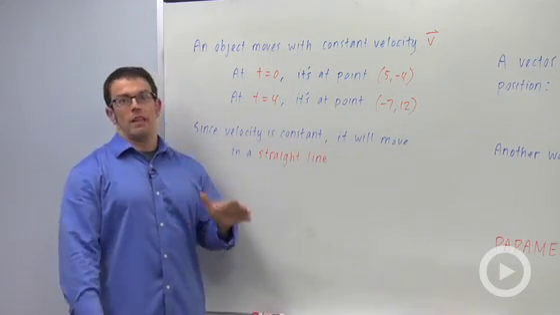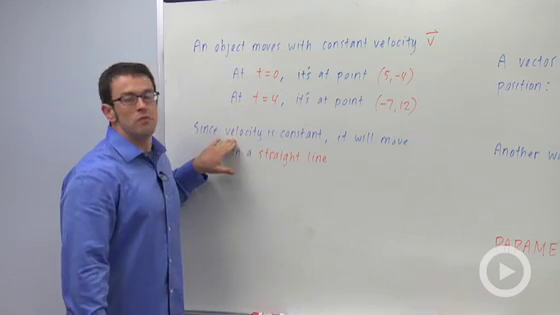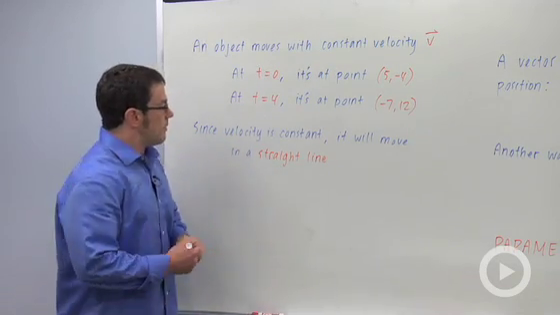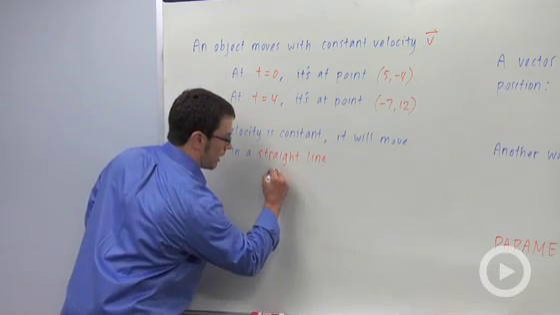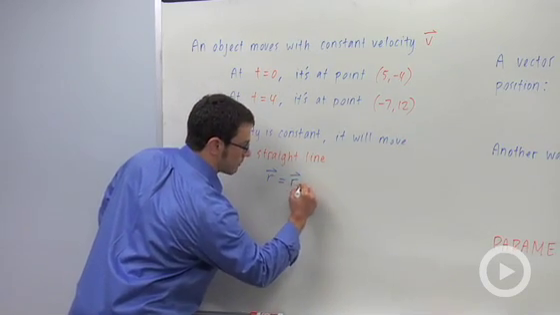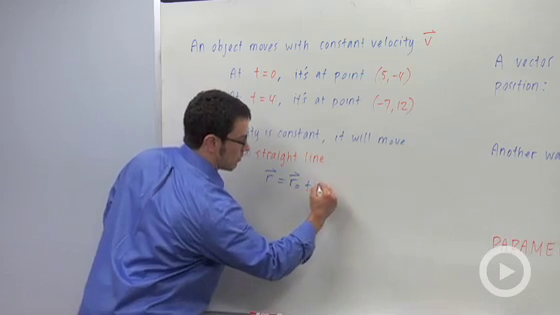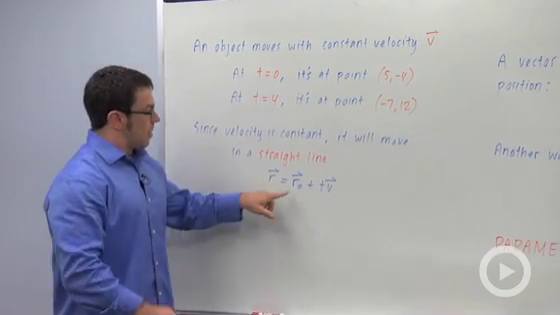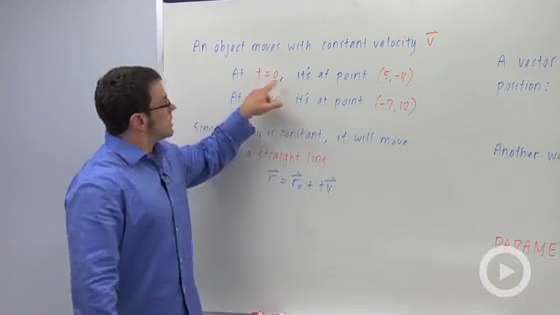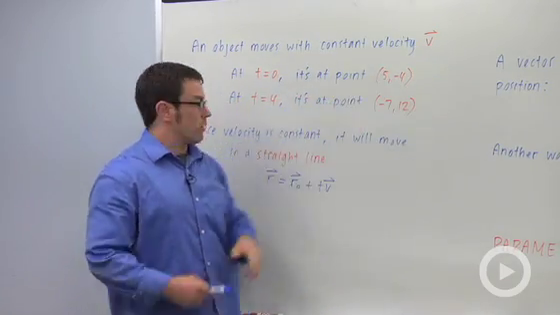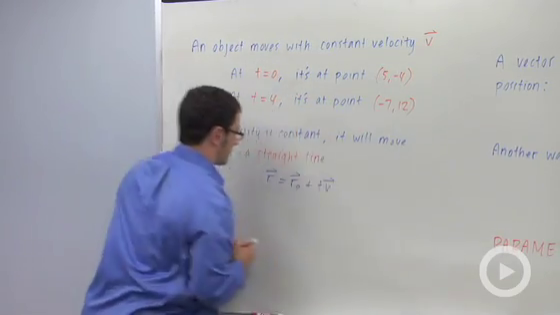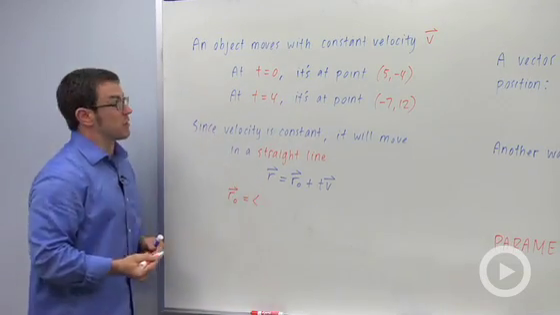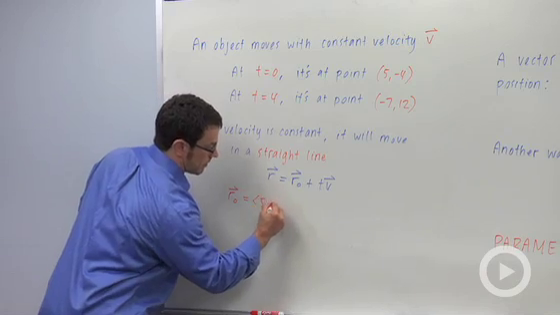It's very important that you know that if an object moves with constant velocity, it will move in a straight line. And that means that its movement can be modeled by the vector equation for a line, r equals r0 plus tv. Now in this case, r0 is the initial point. When t equals 0, we get (5, -4). So r0 is the position vector for that point, (5, -4).